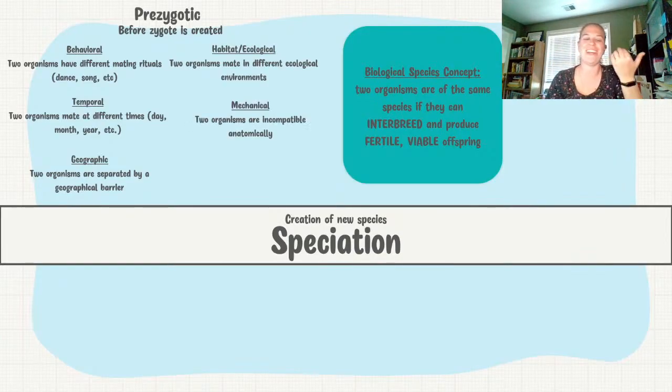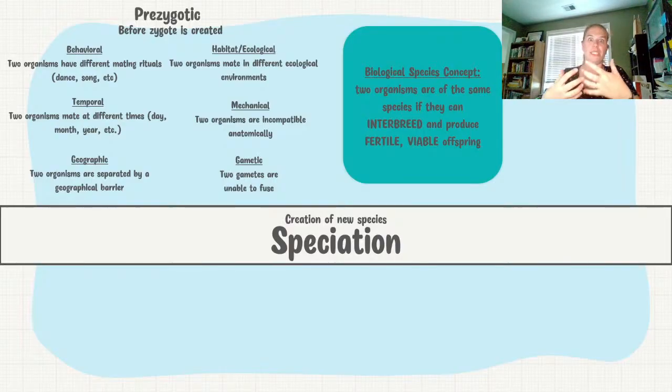Mechanical, this has to do with that they're anatomically incompatible with each other. There's some snails. Gametic, this has to do with the two gametes being unable to fuse. So this is usually external fertilization. So like sea urchins that lay their eggs along the bottom of the water, the sperm isn't going to fuse with the egg because they're two different gametes or two different species. They're not going to have the right glycoproteins on the outside of their membrane, and so they're not going to be able to fuse to fertilize that egg.